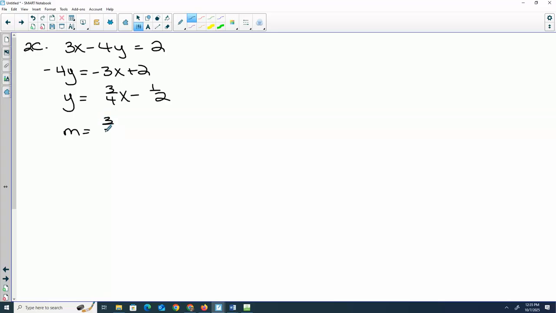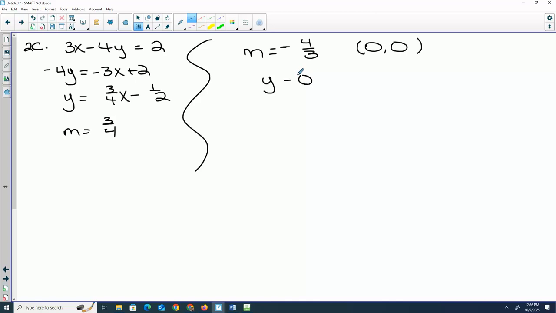3/4. Okay, but I'm writing the equation perpendicular. So if it's perpendicular, what slope would I be using? The opposite reciprocal. Flip it and change the sign. And then it goes through the origin. What's that point? 0, 0. So then you can do your y minus y1 equals m times x minus x1. So you just get y equals negative 4/3 x.